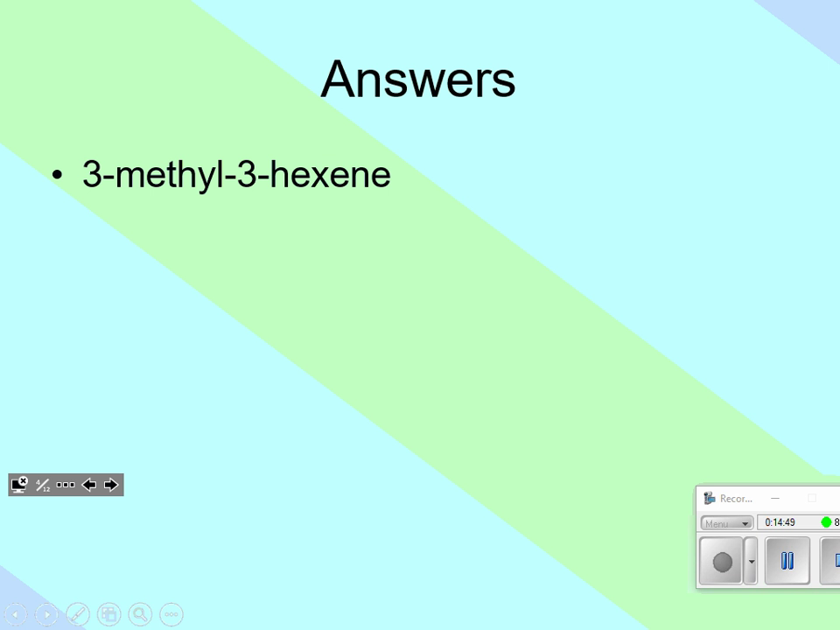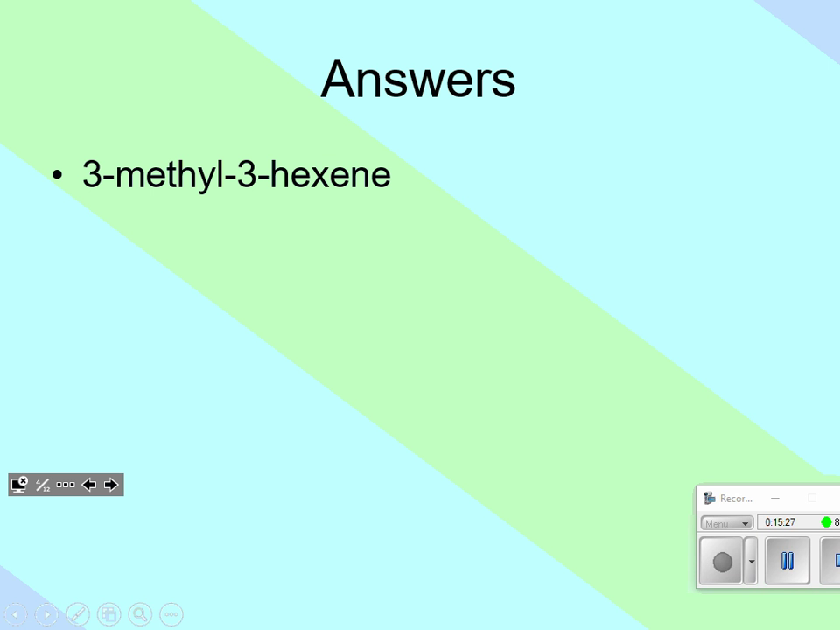The first one was 3-methyl-3-hexene. What that means is there was a methyl group on the third carbon. That's why it's 3-methyl. There was a double bond on the third carbon, 3-hexene, and it was a 6-carbon chain, is where the hex comes from. Unless we got rid of the methyl group, it's as straightforward of a double bond scenario as we could give you.